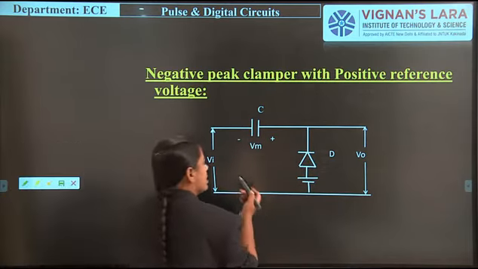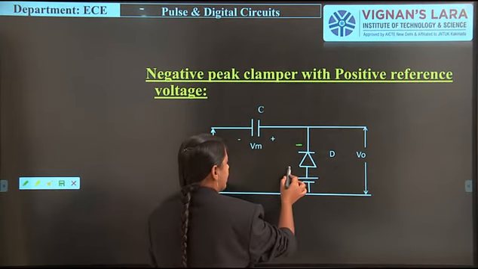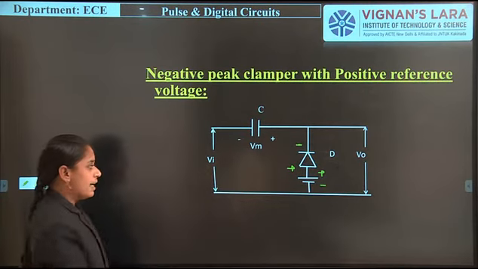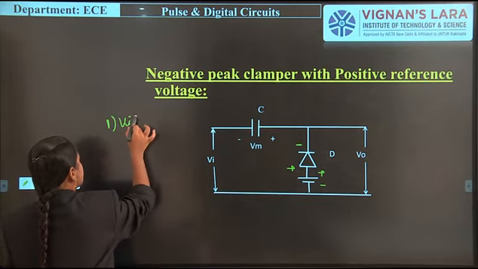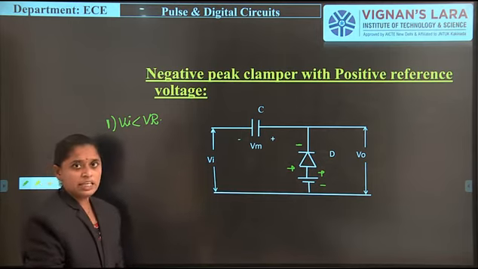So here the input signal is applied to the cathode of the diode and the reference signal will be VR. So what is the condition of diode on? The diode on condition is nothing but VI is less than VR. So the input signal will be less than VR.